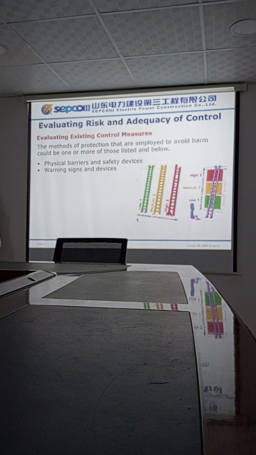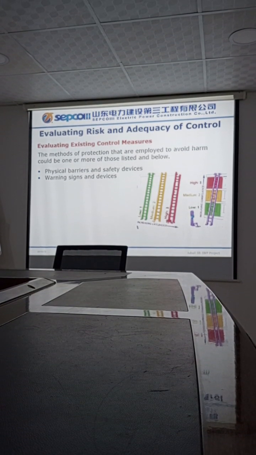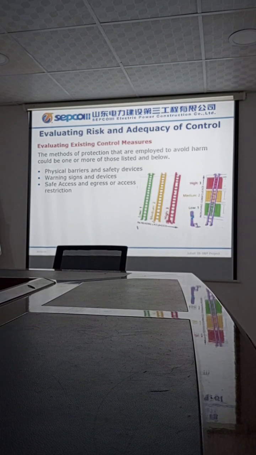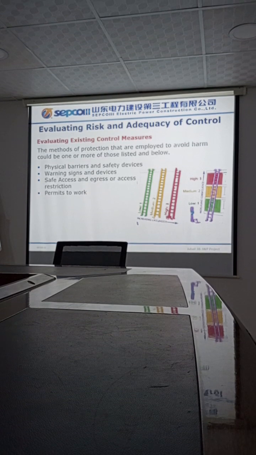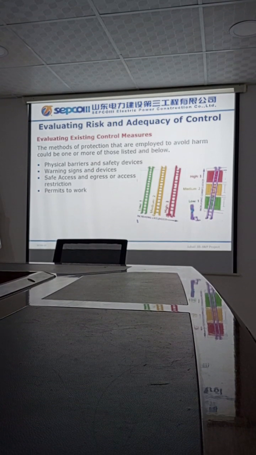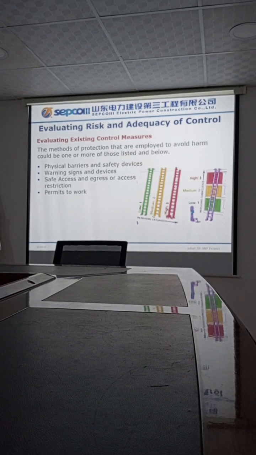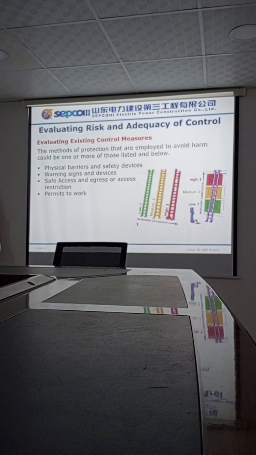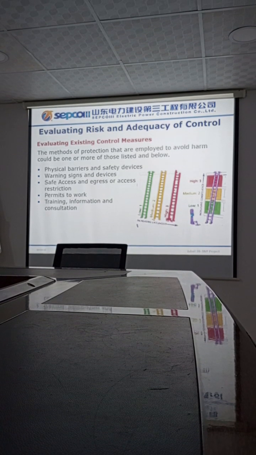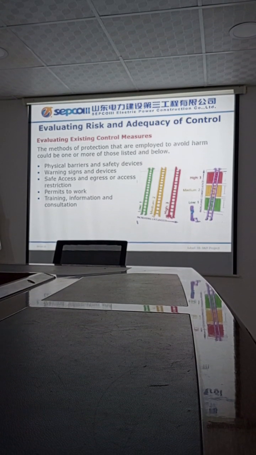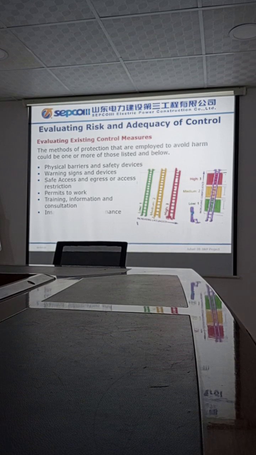Okay, warning signs, maybe in the night, a blinker light. Safe access permit. That's why always include a permit. Why permit? Because a permit is a legal document, to document, and all the hazards and information should be listed. Okay? Training. That's why you're here. The person should be trained also.